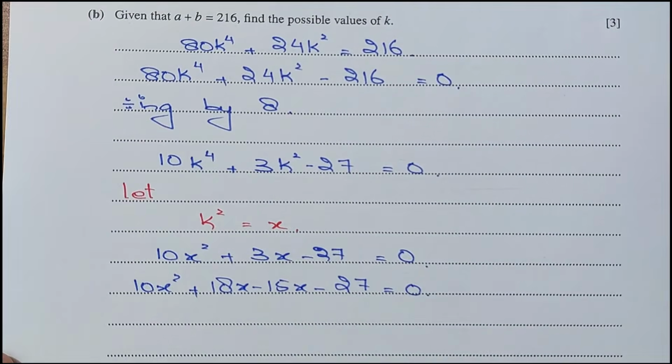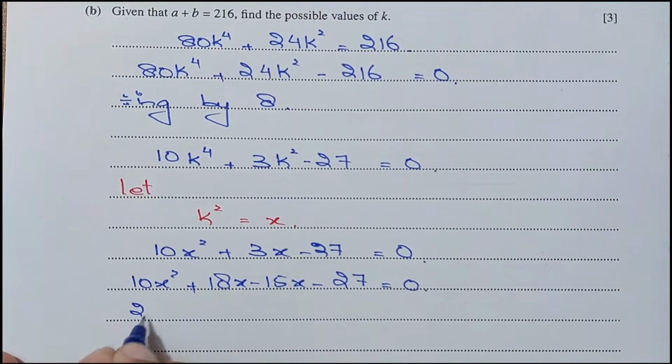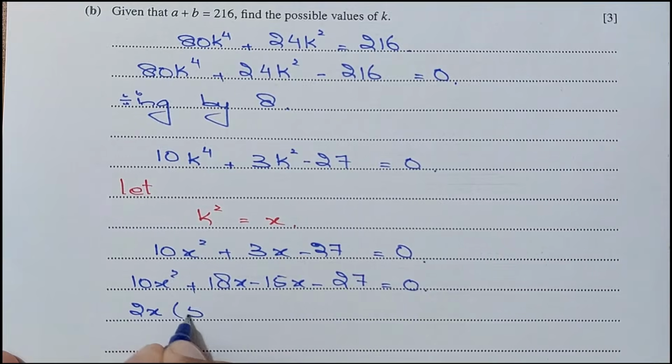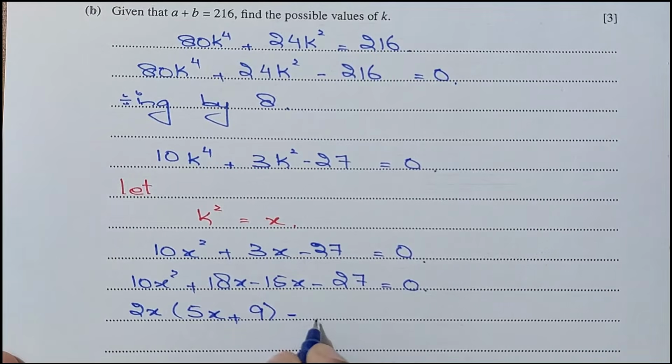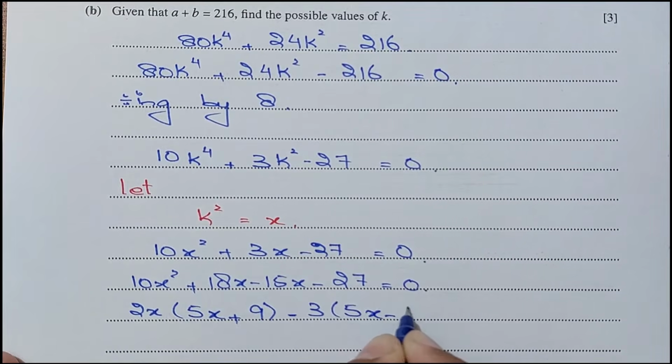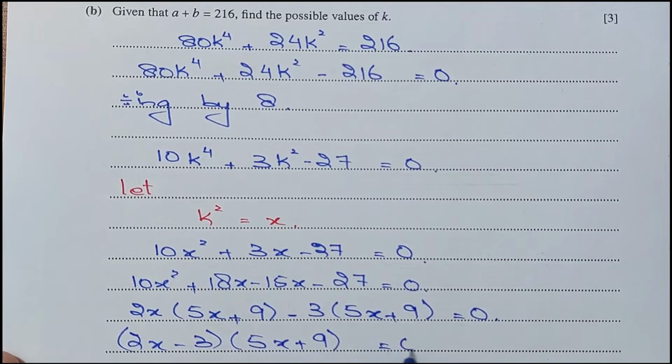Okay, let me take 2x common from the first terms. 2x, just 2x. 2 times 5 is 10x, and 2 times 9 is 18. Minus, you can take minus 3 common. 3 times 5 is 15x, and 3 times 9 is 27 with a positive sign, right? So the two factors are 2x minus 3 and 5x plus 9. This would be equal to 0.